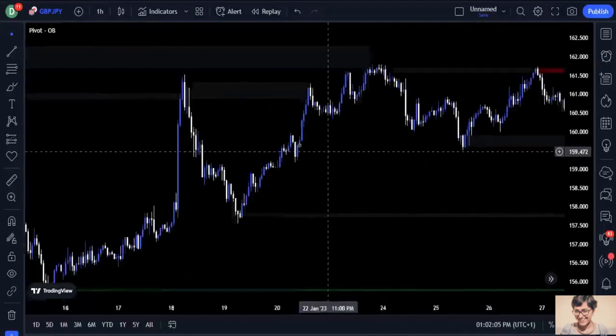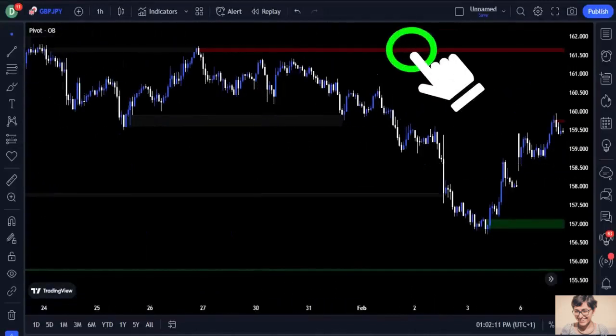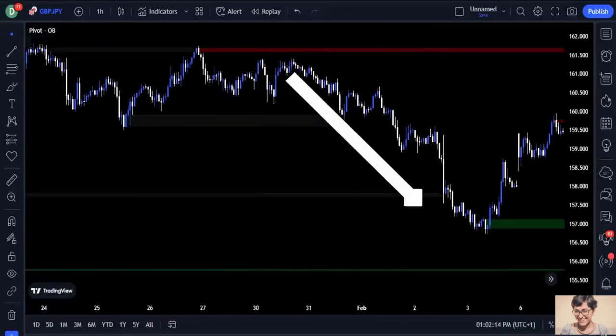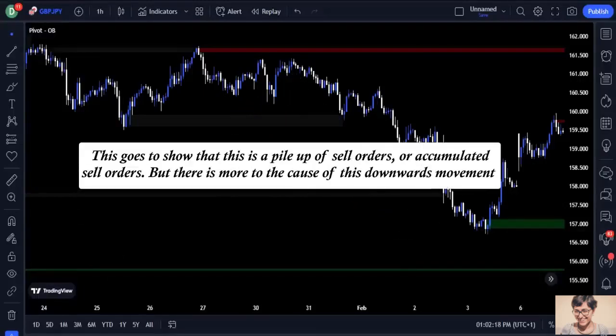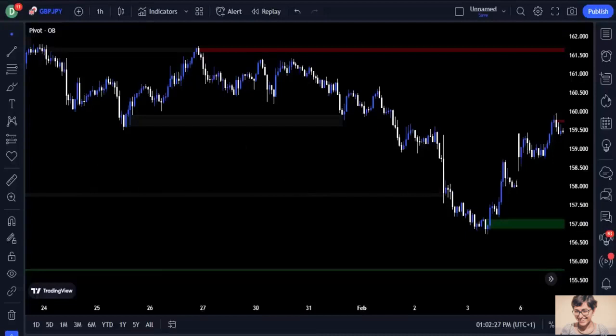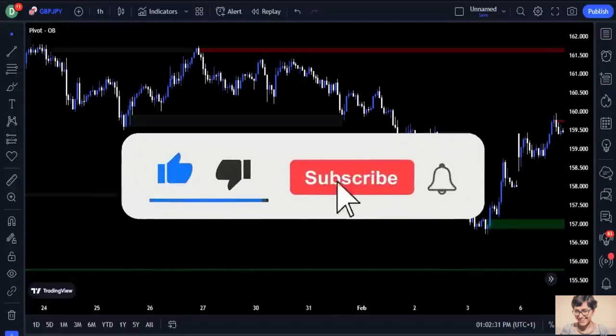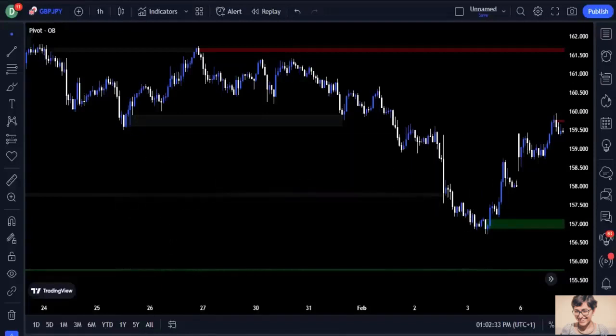For example, here on the chart, when the price reached this level, the indicator gave you these point of interest levels using these white faded colored boxes, and the price moved down. Then you got this bullish POI, which caused the price to move upwards. But later, when you got this bearish order block, you can see that the price moved down drastically without respecting this bullish point of interest, showing you that this is a pileup of accumulated sell orders. There is more to this downwards movement using smart money concepts, which is above the scope of this video.